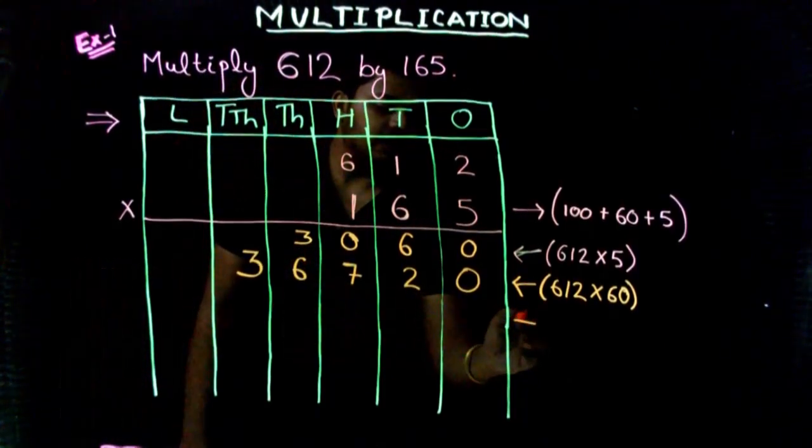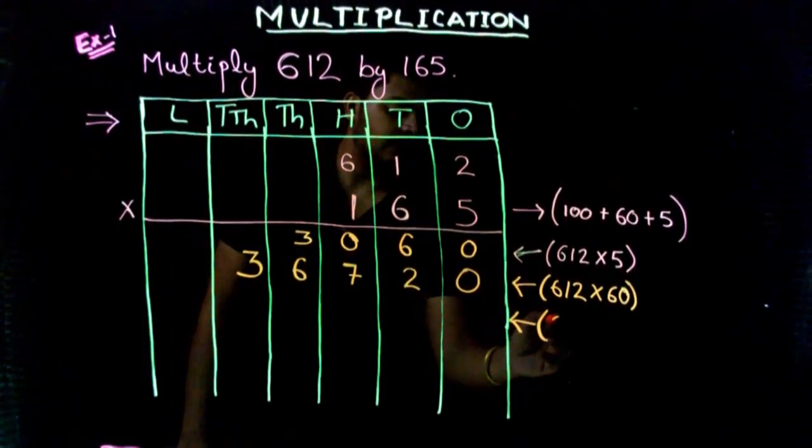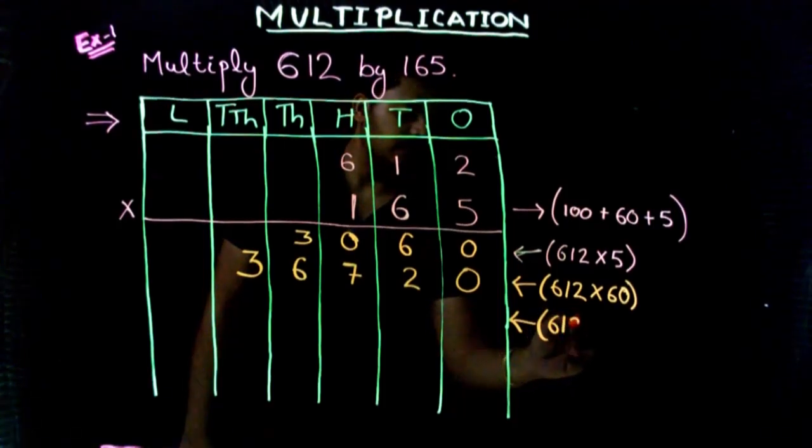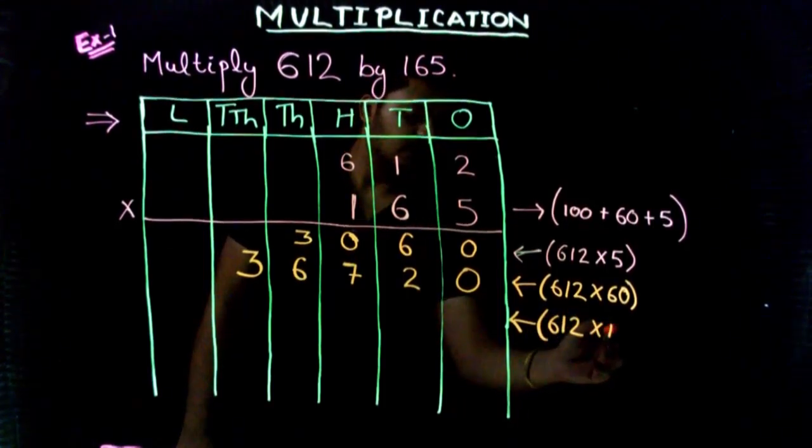So now similarly, at last we need to multiply the multiplicand with 100.